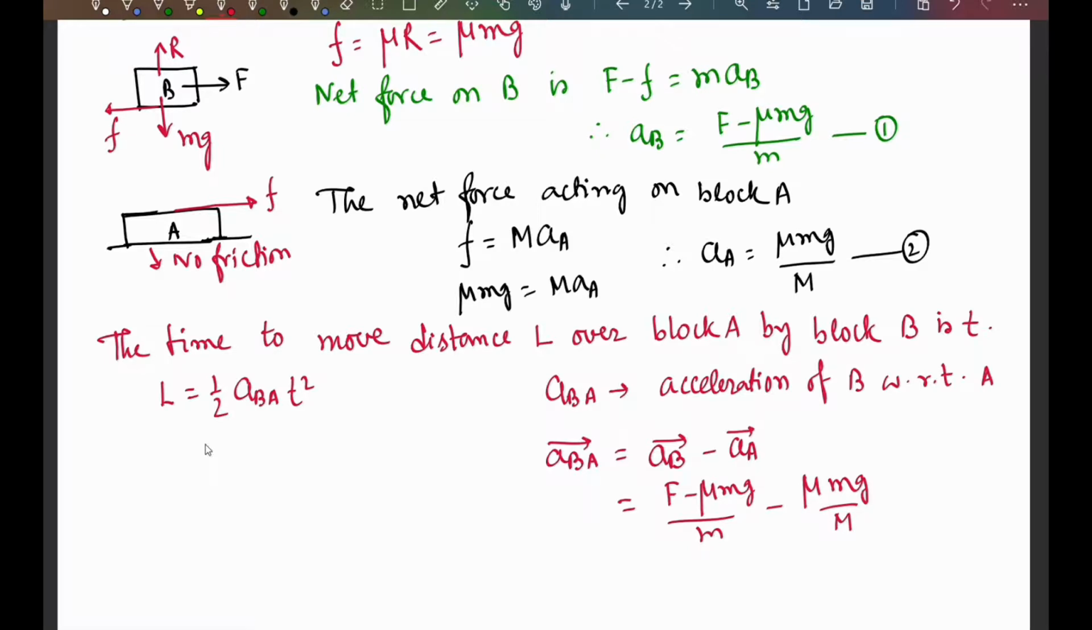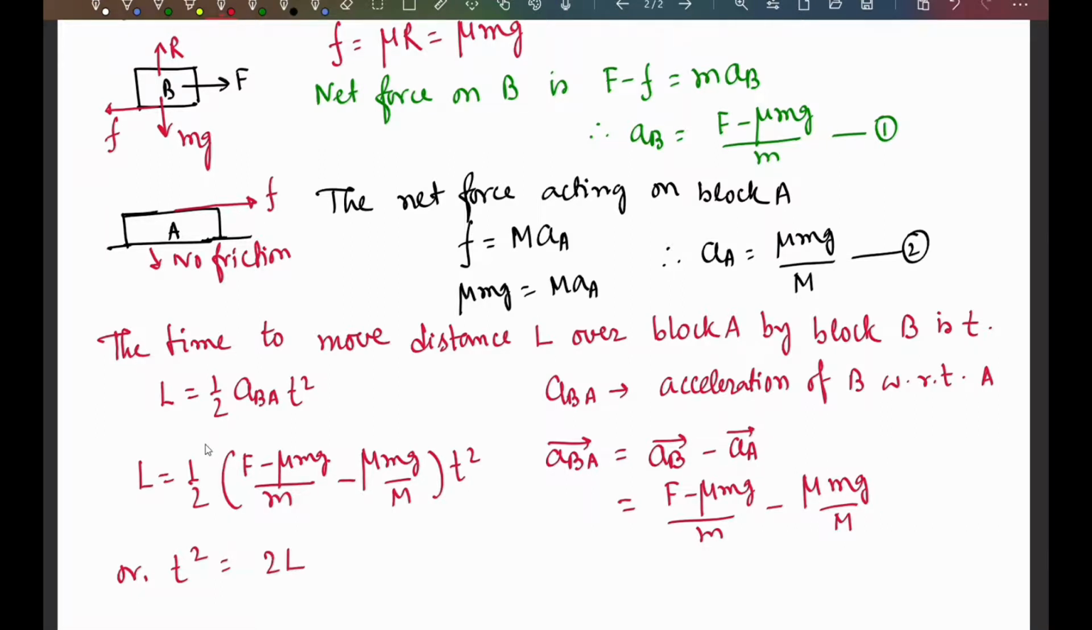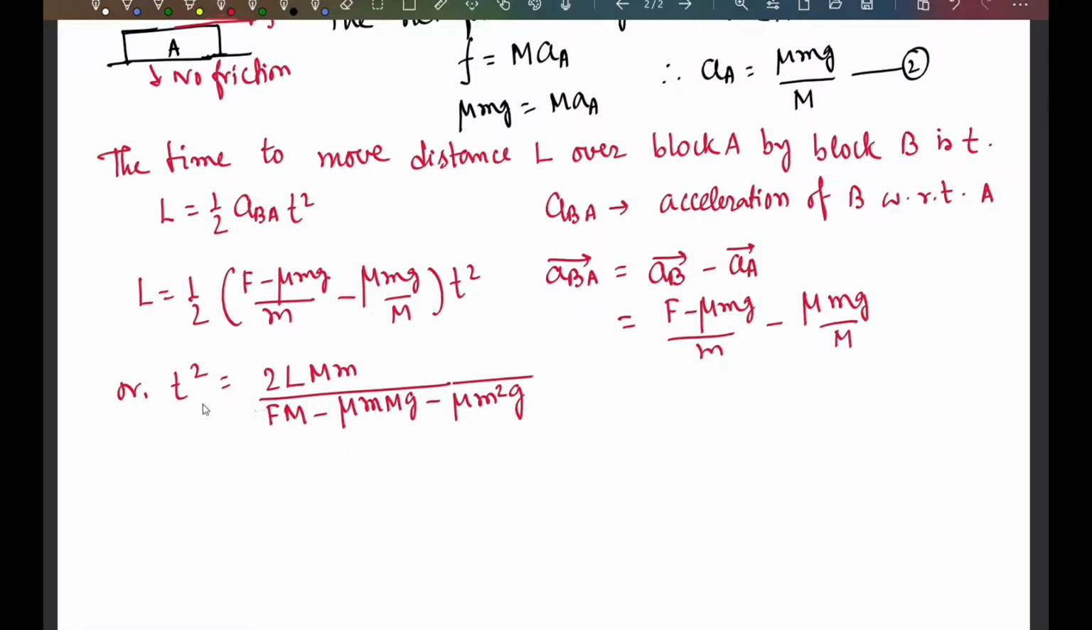Then we can write that L is equal to half times (F minus mu mg) by m minus mu mg by capital M, into T squared. Or T squared is equal to 2L m M by (F M minus mu m M g minus mu m squared g). Therefore, T is the square root of 2 m M L by F M minus mu m g times (M plus m).